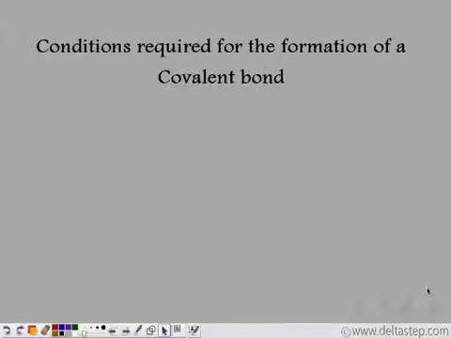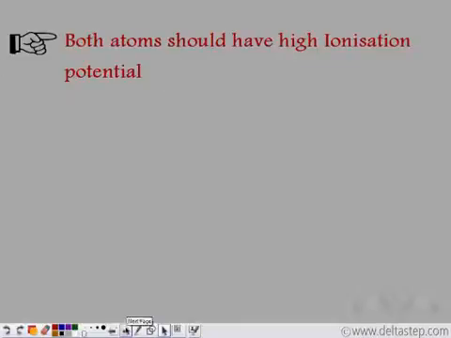We know that covalent compounds are the compounds formed by the sharing of electrons. Let's see what are the different conditions required for the formation of covalent compounds. The first condition is that both the atoms should have a high ionization enthalpy.